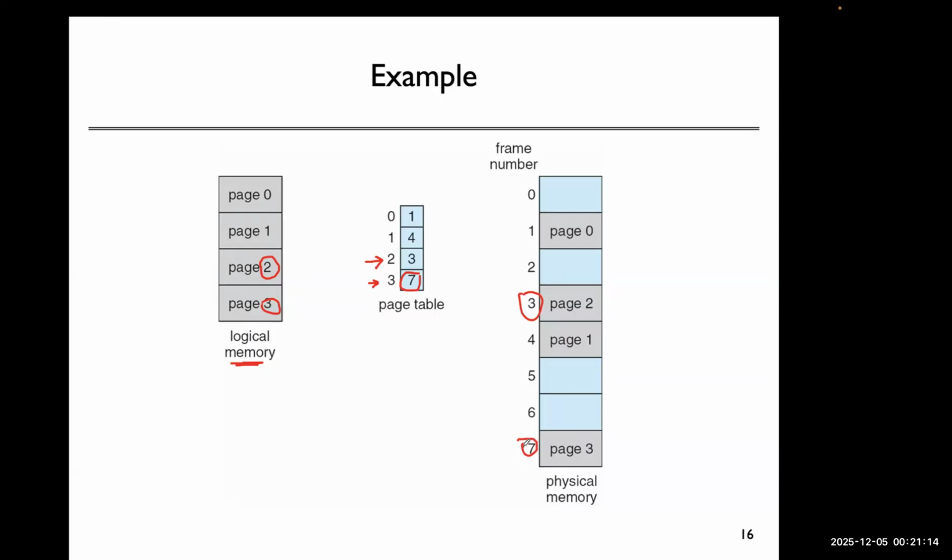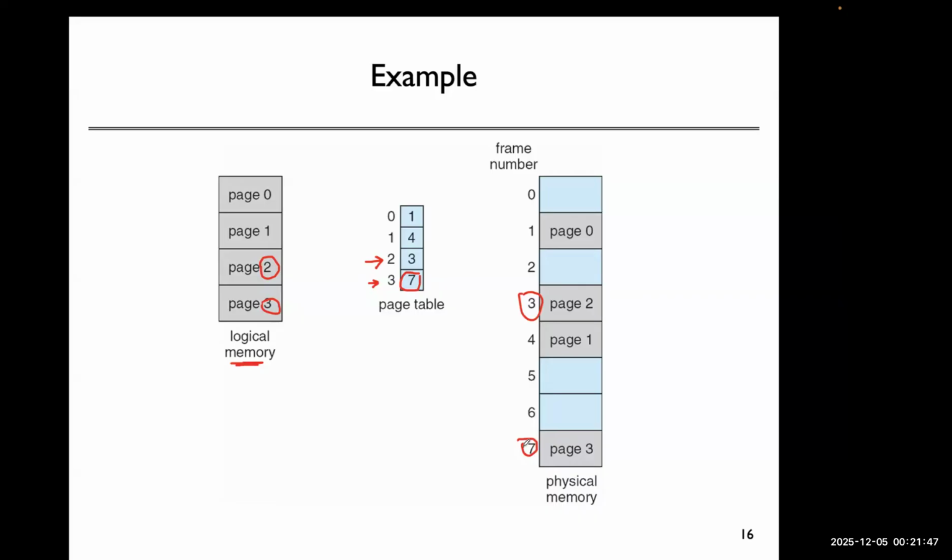Remember we said that the addresses generated by the CPU, by your program or process, are actually the logical addresses. However, the addresses which are used for actually accessing the memory are the physical addresses. The question is: under the paging scheme, how do we convert a logical address into a physical address?